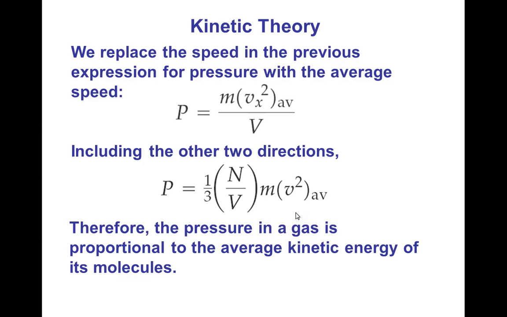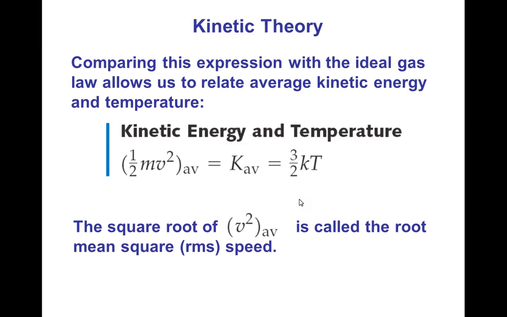Alright, so here's the deal with the kinetic theory. We just stuck with 1 dimension just then, but there's actually 3. So if we expand it to 3 dimensions, pressure equals 1/3 capital N, the total number of particles, divided by the volume, times mv squared. Now this average is not really the average, it's the root mean squared average. We'll talk about that in a minute.